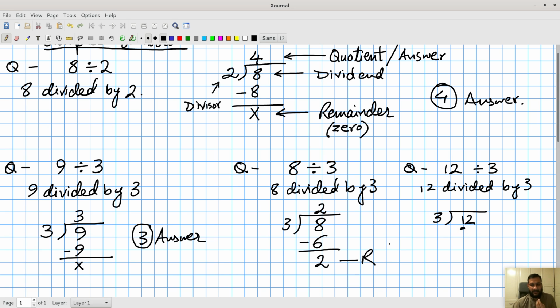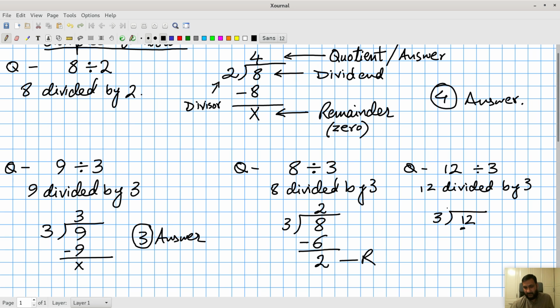1 is equal to or greater than the divisor, which is 3, and that is not true. 1 is not equal to 3, 1 is not greater than 3. That means it cannot be divided by 3. It doesn't appear in its table, its mathematical table. So what do we do?